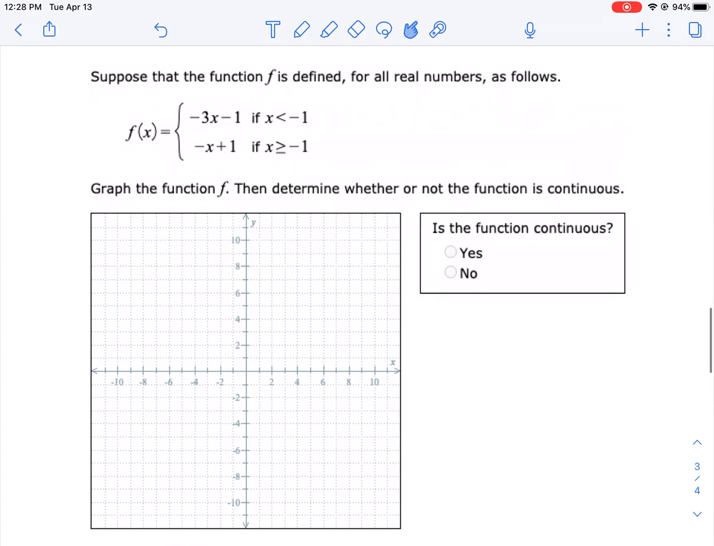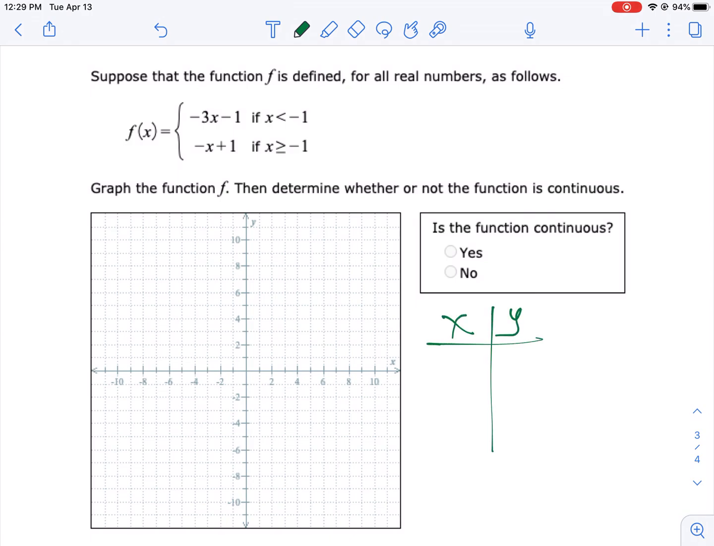Here's another type of function we're going to look at. It's got two rules. So the first one is if x is less than -1. So what I'm going to do is I want to make a table. X and y. I'm going to go -1. I'm going to pick a number smaller than -1, like -2. Now notice there's no line under the -1 here, is there? So when I graph this, this will be an open circle.